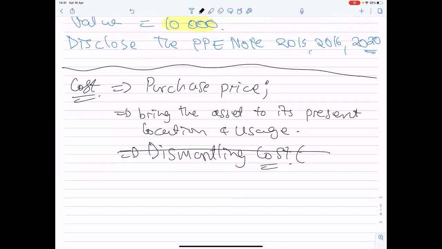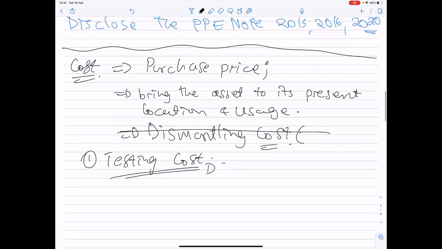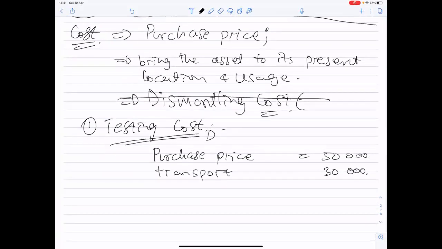Another cost that can be included is the testing cost. Let's say that you bought an asset, the purchase price is 50,000. You transport the asset for 30,000. Then you can have, let's say, the installation of the asset. Let's say it is 10,000. Let me just say it's 5,000.